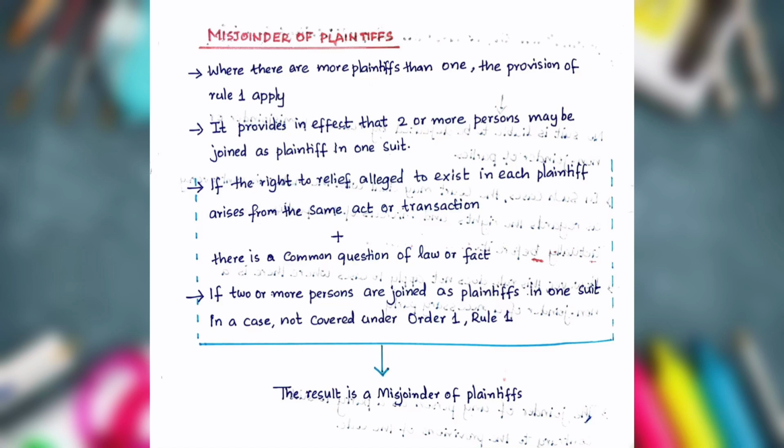Misjoinder of plaintiffs. Where there are more plaintiffs than one, the provision of Rule 1 may apply. It provides in effect that 2 or more persons may be joined as plaintiffs in one suit if the right to relief alleged to exist in each plaintiff arises from the same act or transaction, and there is a common question of law or fact. If 2 or more persons are joined as plaintiffs in one suit in a case not covered under Order 1, Rule 1, the result is a misjoinder of plaintiffs.